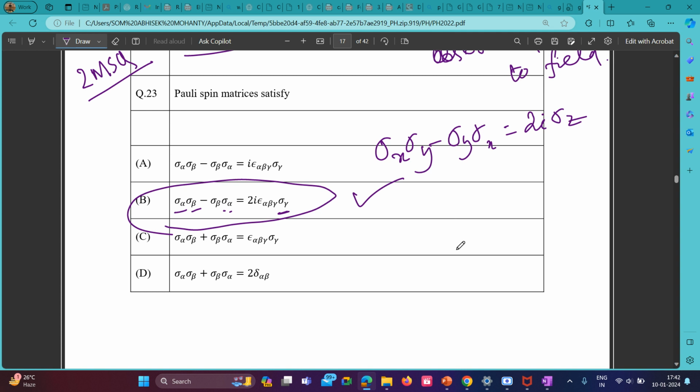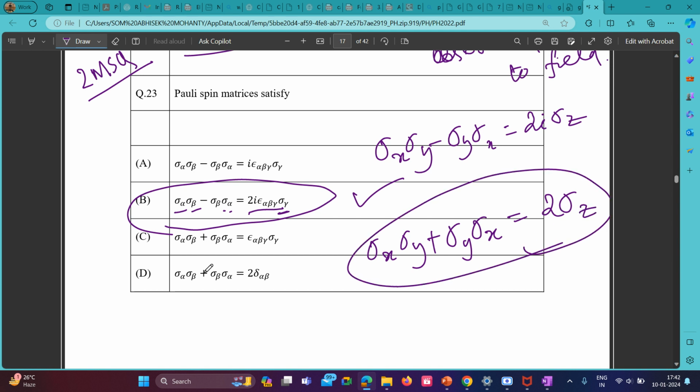Okay, so next is Pauli's. If they are minus, this will be 2i. But if there is a plus between them, that will be 2 sigma. So options B and D are correct.